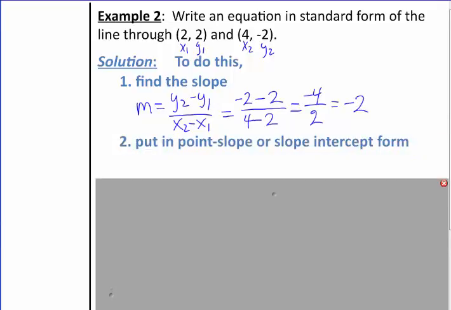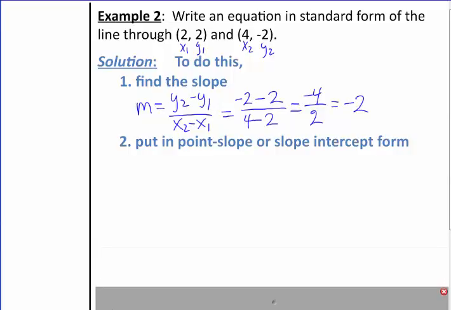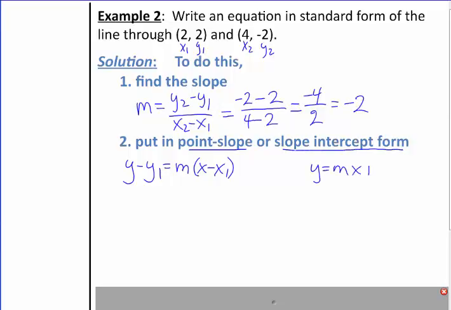The next step is to either use point-slope form or slope-intercept form. So remember, point-slope form is y minus y1 equals m times x minus x1. Your slope-intercept form is y equals mx plus b. Both of them will get you to standard form, but you have to start with one of these two.